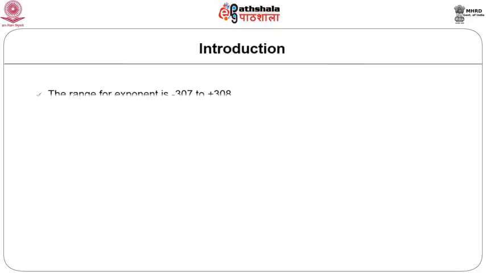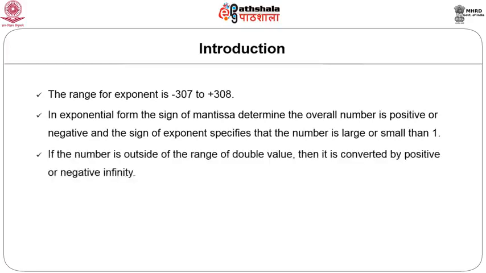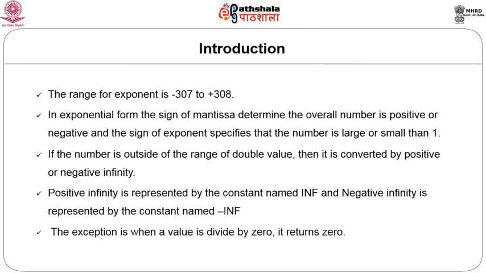The range for the exponent is -307 to +308, and the sign of the exponent and mantissa determines whether the overall number is positive or negative. If the number is outside the double range, then it will be treated as infinite, and it can be positive or negative, represented by the constant name INF. Negative infinity is represented by -INF, and if you divide any number by infinity, it will return 0. Let me take some examples to understand this.